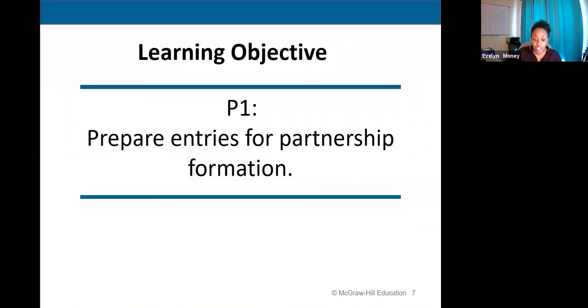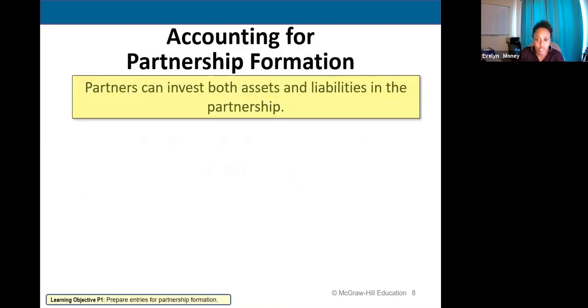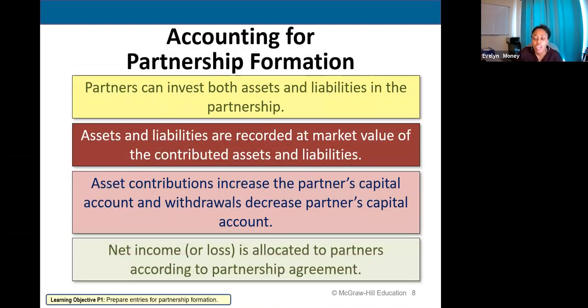Now that we have that solid foundation for what a partnership is and all of its characteristics, let's take a look at some journal entries. It's been a while since we've done some journal entries. The same way a sole proprietorship is started, that's the same way we start a partnership. The owners bring assets into the business, whether they invest cash or office equipment. They can even bring liabilities into the business. Those assets and liabilities are recorded at their fair market value on the date the partnership is started.